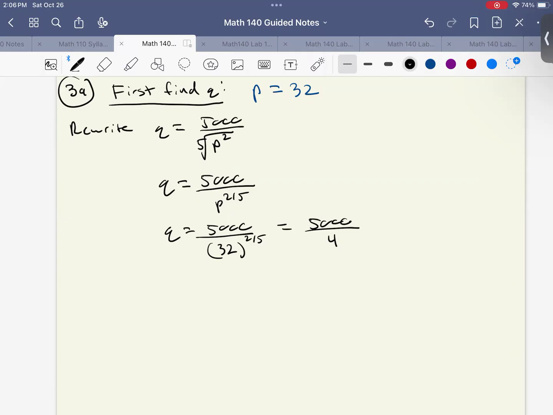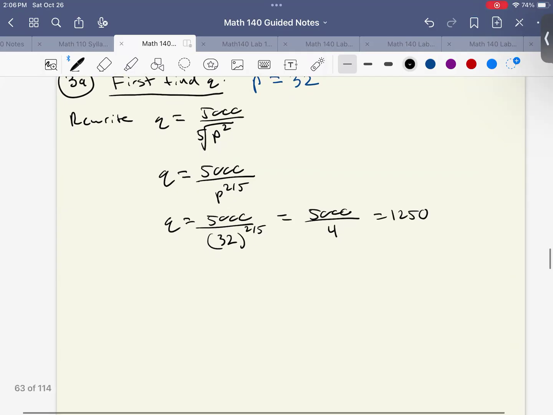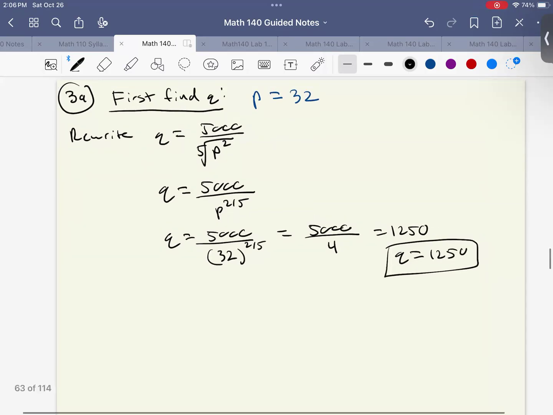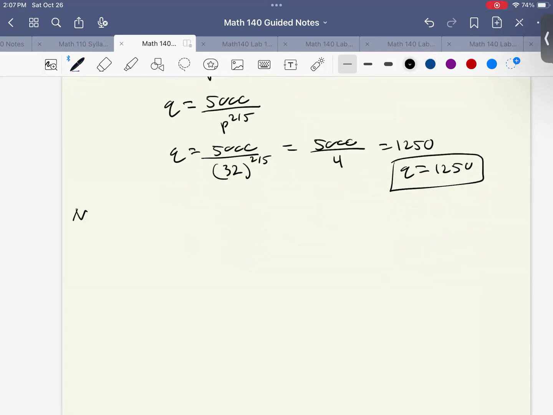Okay, and 5,000 divided by 4 is 1,250. So that means Q equals 1,250. Okay, so now we found Q. We know what P is, so now our next goal is to find Q prime, right? We need to find a numerical value. So next step, now find Q prime.